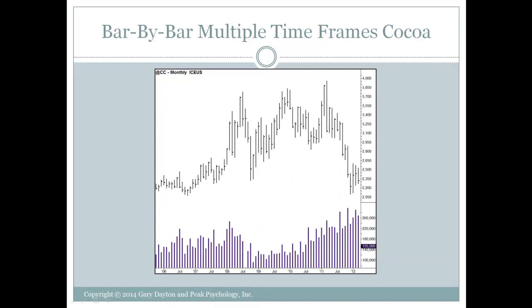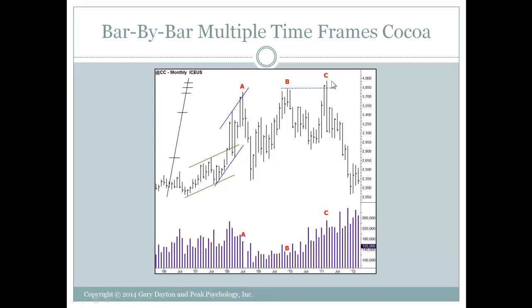Let's take a look at cocoa. Again, multiple time frames, and we'll look at the monthly chart first here on cocoa, and we can see A, B, and C. We see the shortening of the thrust. That should be obvious. As we go up to A, we're going to look at A first, then we're going to look at C.